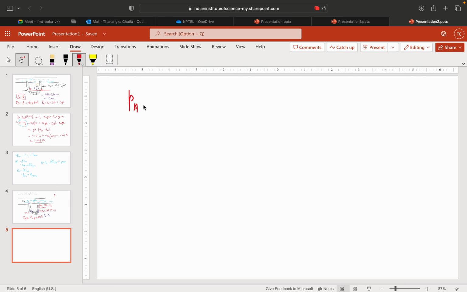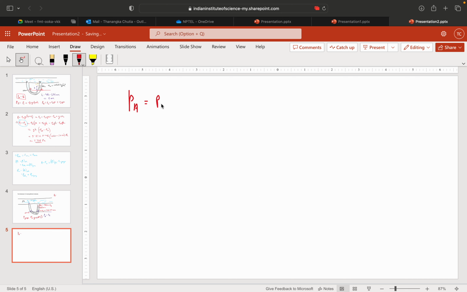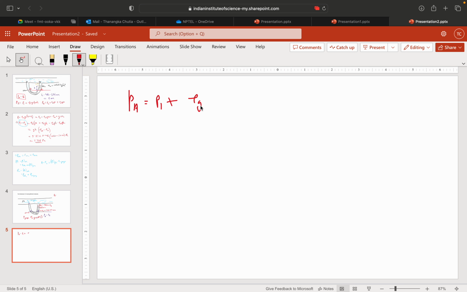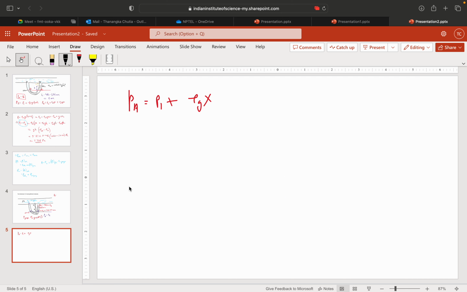So my P at A will be equal to P1 plus rho g into this total height. Now let me assume that this height is x and this height is h. Okay, so then this will be rho g into (h plus x).